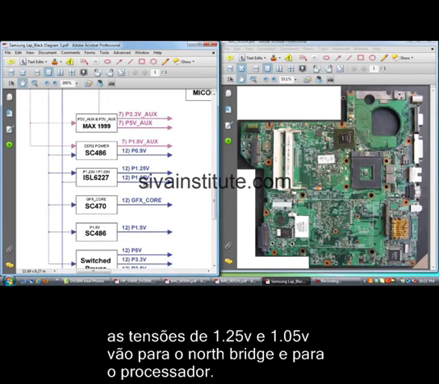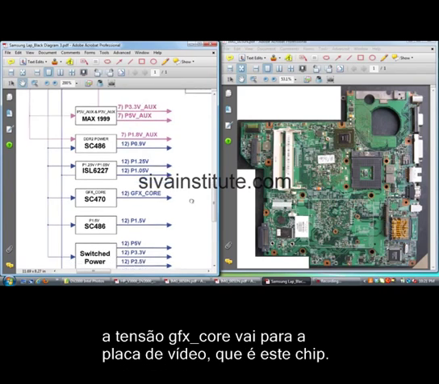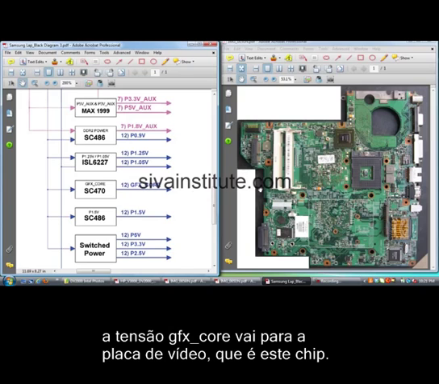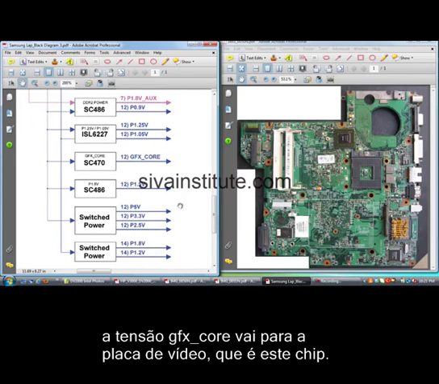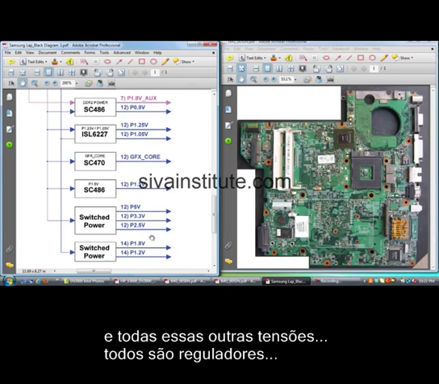This voltage goes to north bridge and CPU. GFX core voltage, this voltage goes to the graphic controller, that means this chip. This voltage 1.5 volts, and power 5 volts, 3.3 volts, 2.5 volts, 1.2 volts. All these are regulators.